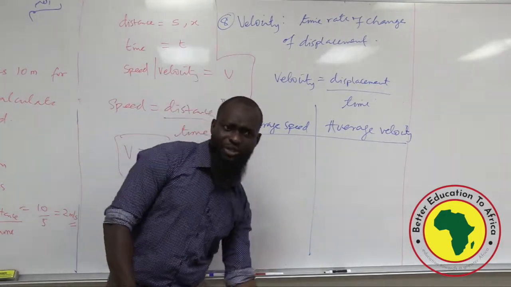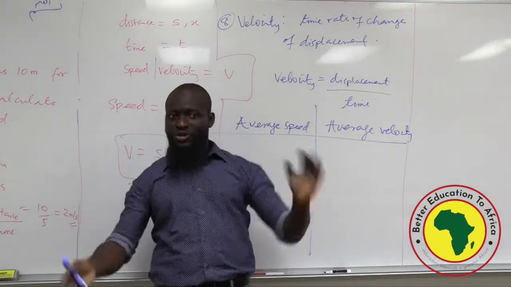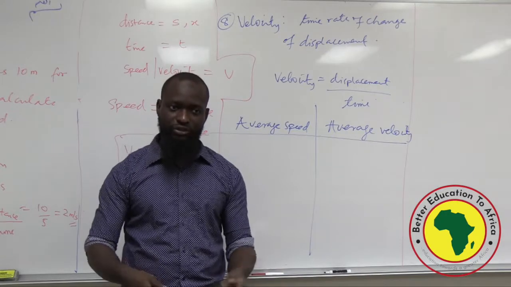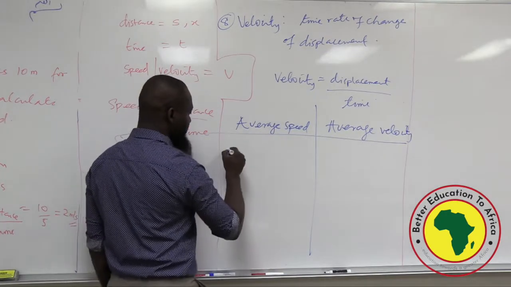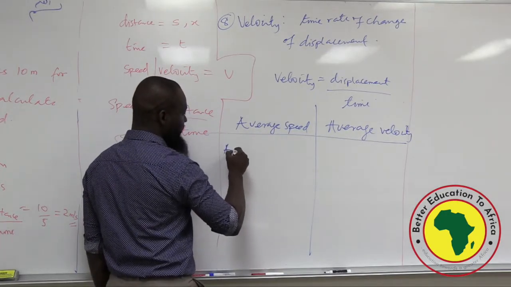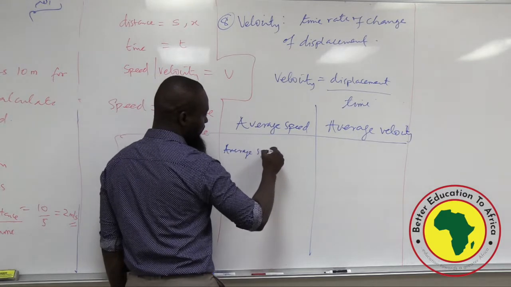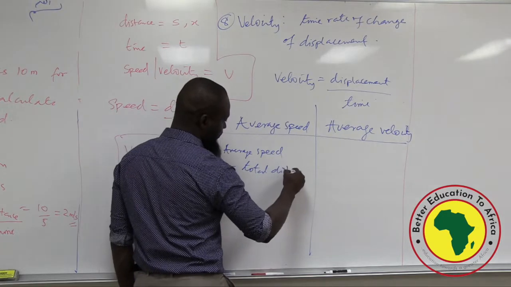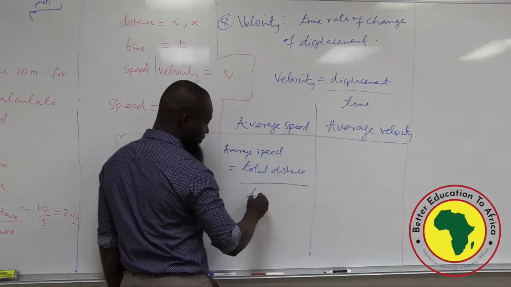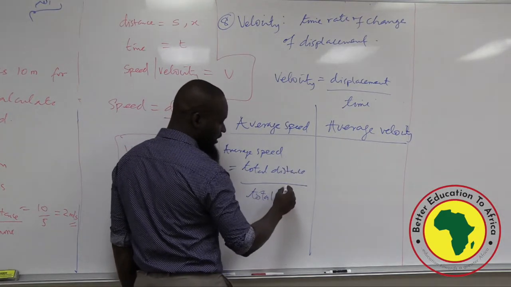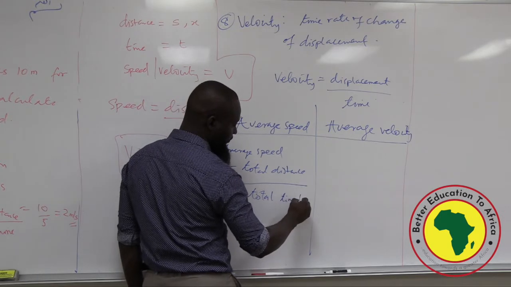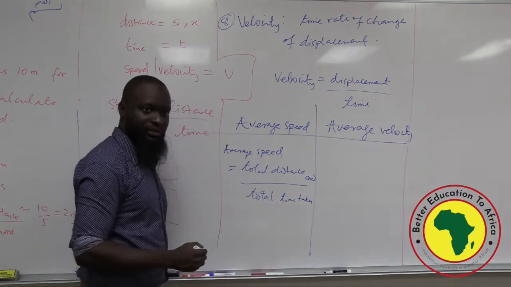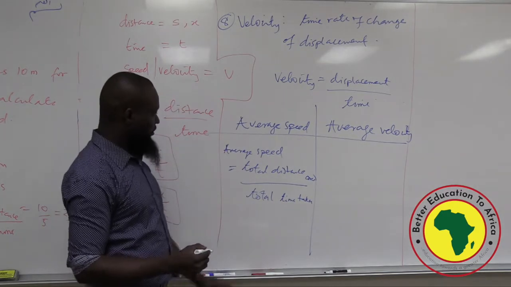So sometimes you were slow, sometimes it was 10, sometimes it was more. You give an average, okay? And we know what average is. You sum all of them divided by the total. So we say average speed is defined as total distance divided by total time. So total distance covered divided by total time taken. It's your average speed, okay?